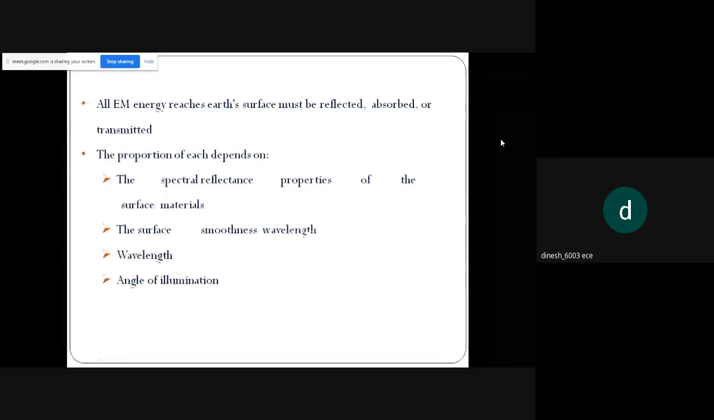All the electromagnetic wave energy that reaches the earth's surface should follow these three, either reflection, absorption or transmission. So the portion of each will depend upon these four properties. The first is the spectral reflectance property of the surface materials, the surface smoothness, wavelength, and the angle of illumination. So all these proportions in an appropriate combination give rise to reflection, absorption, or transmission of the electromagnetic wave energy when it reaches the earth's surface.